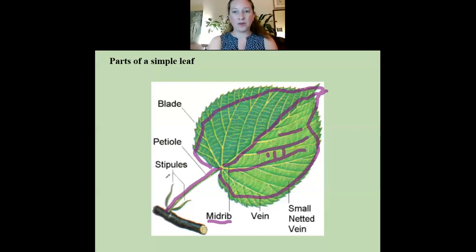Another term that's in your lab manual is stipules. So some leaves have stipules. These are the stipules here. They're just like little green pokies. Stipules, we don't really know 100% what they do. They can show up in different parts of the plant, but sometimes you'll find stipules at the base of a leaf.